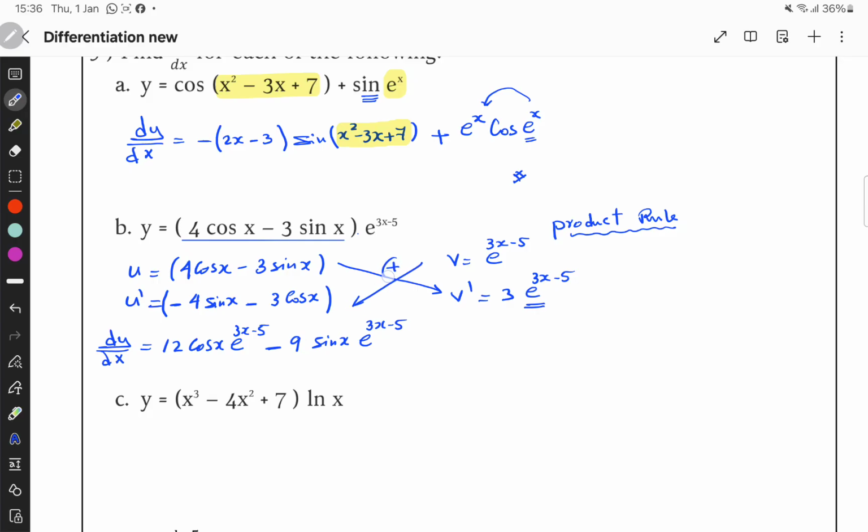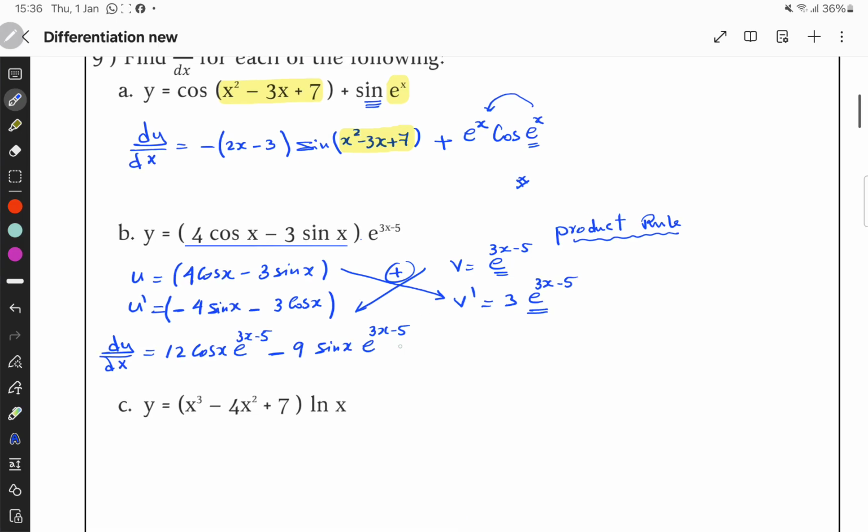Plus, here one term, here more than one term, we distribute it. Negative 4 times e will be negative 4 sine x times e to the power 3x minus 5. Negative 3 times e will be negative 3 cosine x times e to the power 3x minus 5.